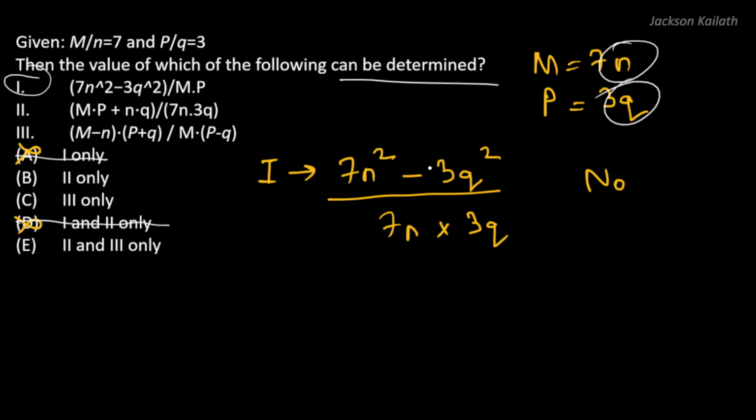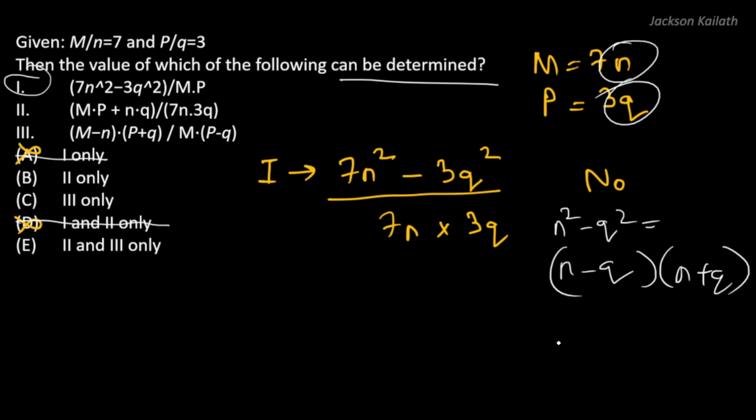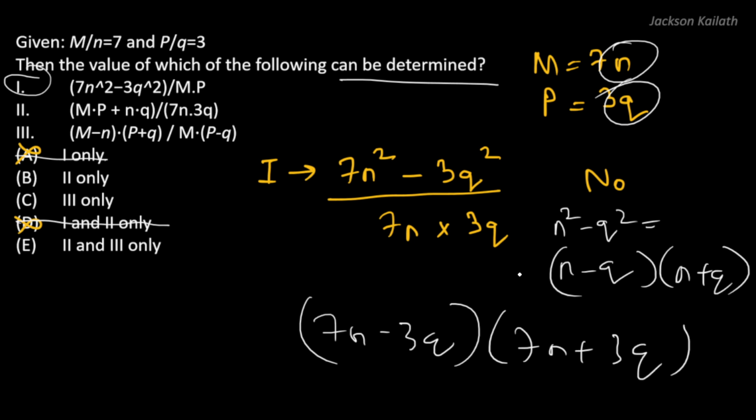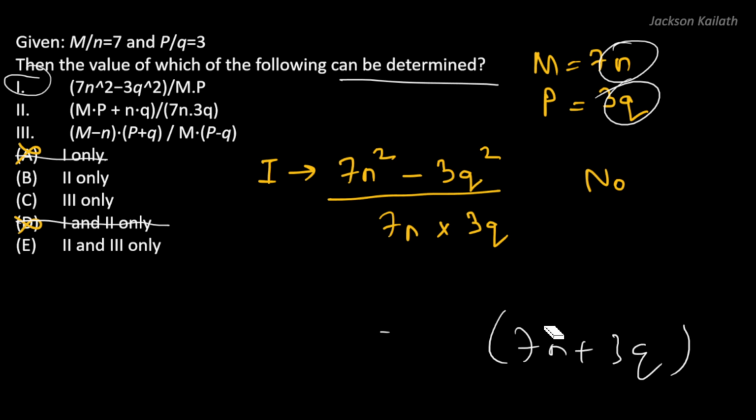Now some interesting things that you should know is that n square minus q square is equal to n minus q into n plus q. Again, in this question it's not needed, but it may be useful. Like let's say the numerator was still this, and then you had 7n minus 3q and 7n plus 3q in the denominator. In that case, this would have been solvable. So I'm just mentioning this as a quick side note. This is something that you should know, and you would have known it in your structured preparation, where you have seen that a square minus b square is equal to a minus b into a plus b.